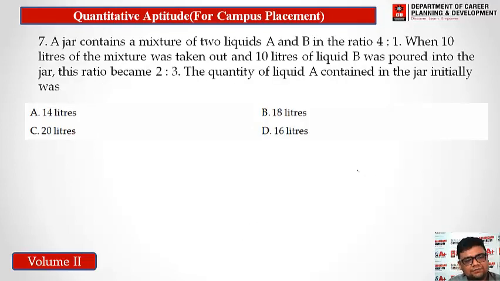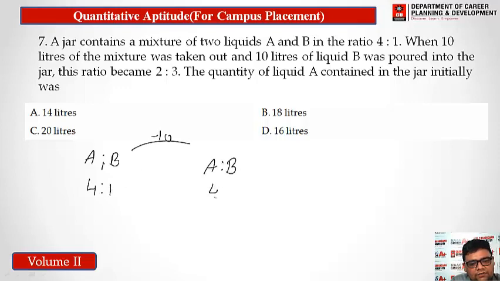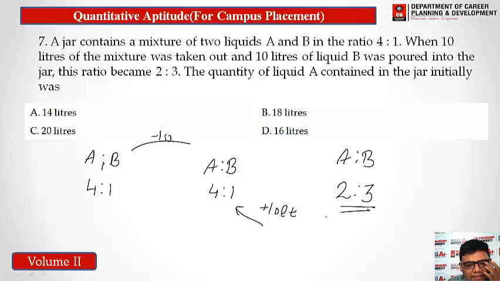Now question number 7. A jar contains a mixture of two liquids, A and B, in the ratio of 4:1. We are taking out 10 liters, and the ratio remains 4:1. Now 10 liters of liquid B is added, and the ratio of A to B comes out to be 2:3. We have to tell the quantity of liquid A contained in the initial jar.